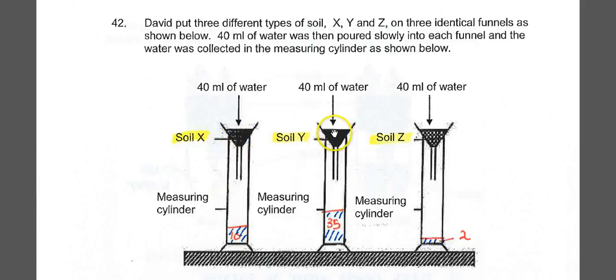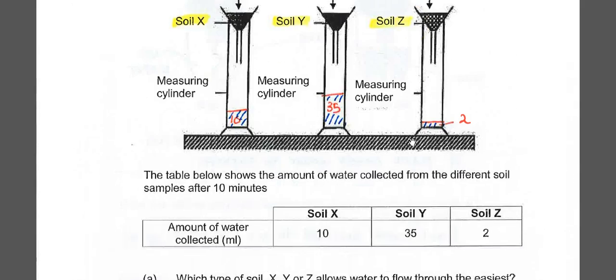For this case, more of the water, 5 milliliters being absorbed, 35 milliliters drop here. And this one over here, only 2 milliliters, all right? 2 milliliters fell, and the rest must have been absorbed through soil Z. Okay, now question asked, okay, this data over here are these 10, 35, 2. This is what it means.